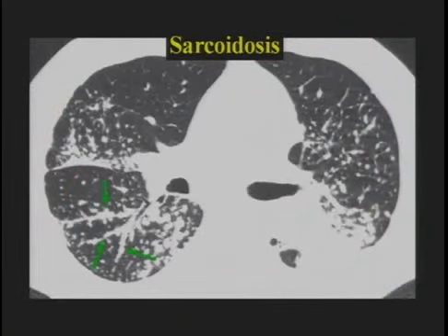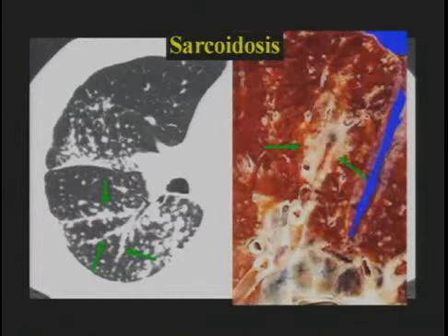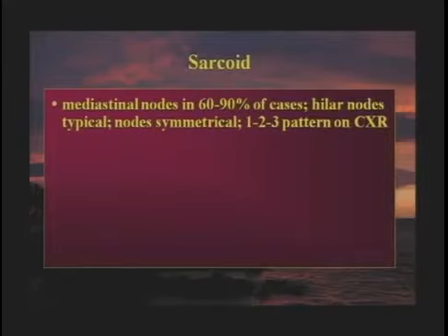Here, peri-bronchovascular nodules, another typical finding with a perilymphatic pattern and with sarcoid. A lung slice in a patient with sarcoid, the nodules predominate around the central bronchi and vessels. Mediastinal nodes are seen in up to 90% of patients with sarcoid. Hilar nodes also very typical.